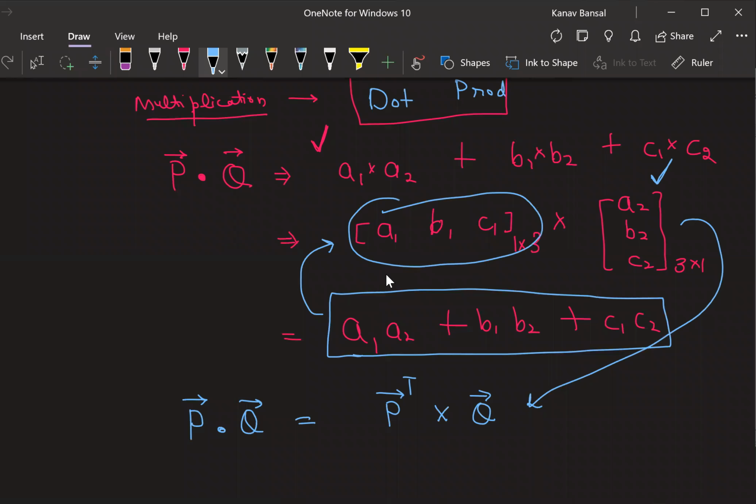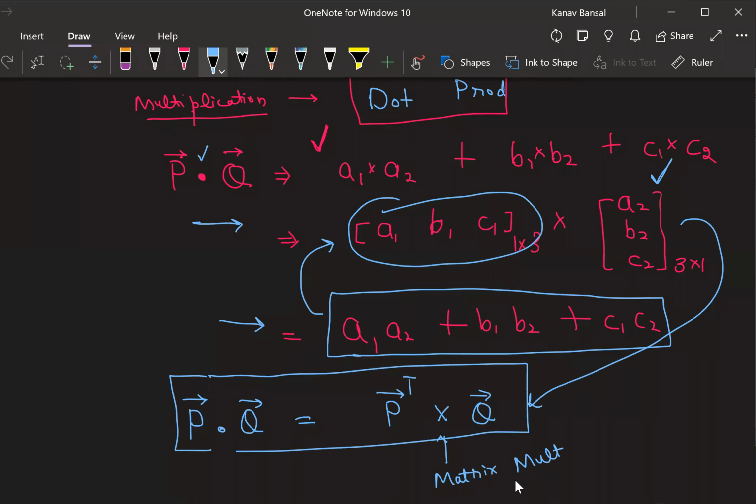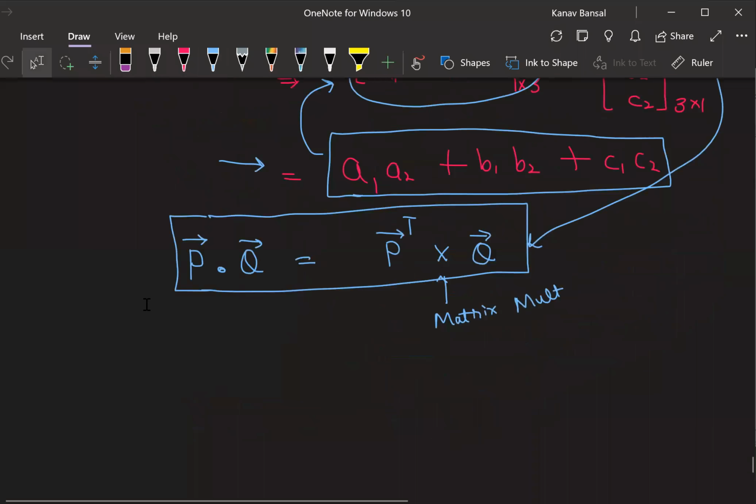Are you all able to understand this part? This multiplication is nothing but the matrix multiplication here, right? If you want to calculate dot product using matrix multiplication, this is how you can do that. This is the formula for dot product. What is the other formula for dot product? Let's also talk about that formula.